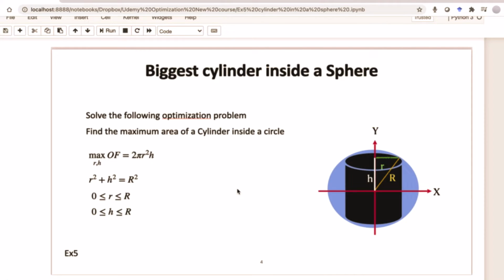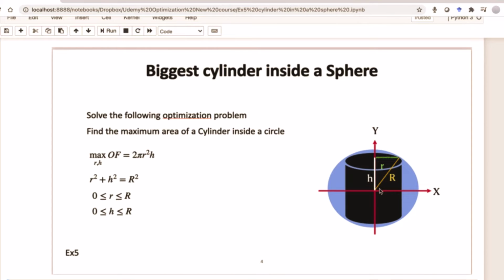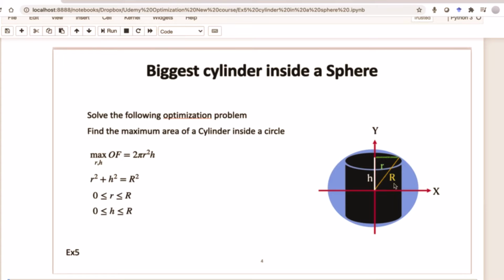There are some constraints in this example. If you look at this graph, you can easily see that small r square plus h square is equal to capital R square. Capital R is the radius of the big sphere, and small r is the radius of the base of that cylinder. So we do have that constraint, and we also know that the small r is between 0 and capital R. And h is the same: h is between 0 and big R.